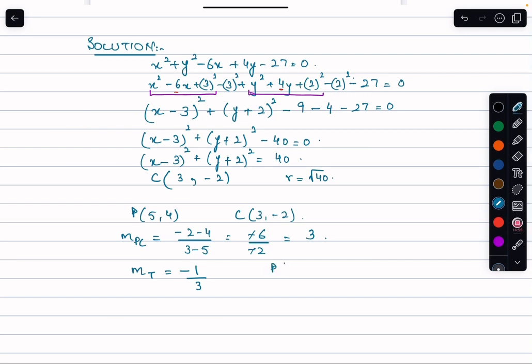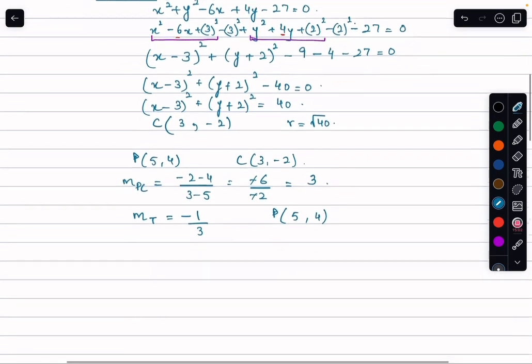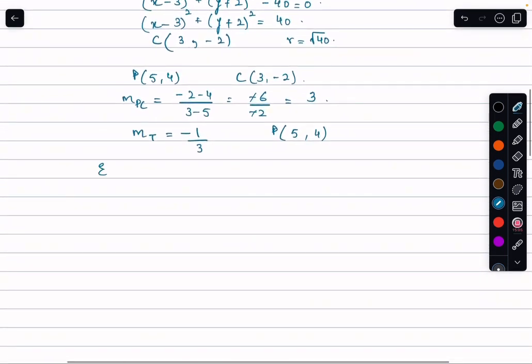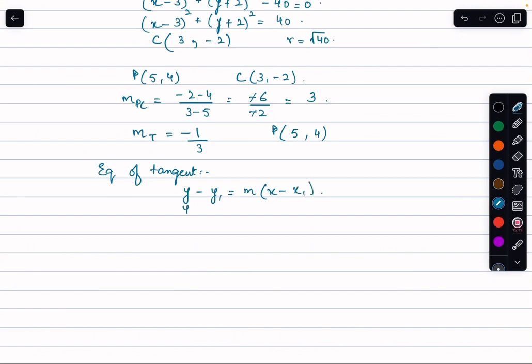Now P was the point which was present on the tangent with coordinates 5 and 4. So equation of tangent can be y minus y1, which is equals to the gradient times x minus x1, or I can say it is y minus 4, which is equals to the gradient negative 1 by 3 and x minus x1, meaning it's an x minus 5 here. So this is the equation of tangent that I can have.